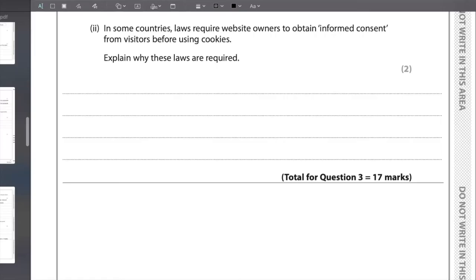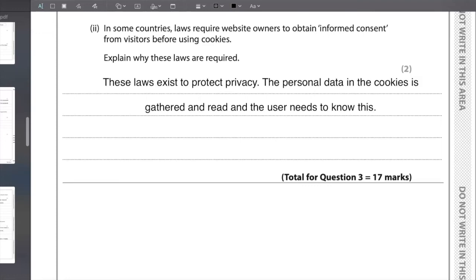It exists to protect privacy. Personal data information is gathered and used, so the user needs to know that is happening, so it's protecting privacy. So to wrap up question 3 then, these laws exist to protect privacy. The personal data in the cookies is gathered and read, and the user needs to know this. And that completes question 3 for 17 marks.